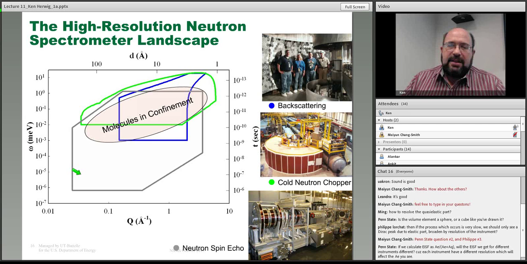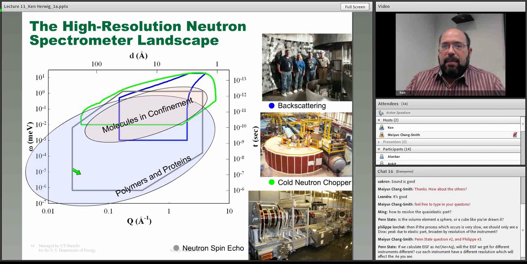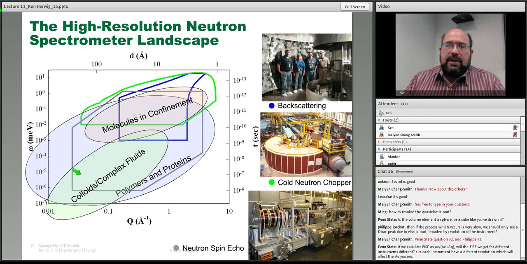Off to the right, as I click through, are pictures of those types of instruments. The types of science that map onto this phase space are molecules in confinement, like water on surfaces, or those DPP molecules I showed you, confined to the pore volume of MCM-41. Polymers and proteins cover a wide range of dynamics and length scales. Colloids and complex fluids again get weighted towards larger length scales and slower motions. And small molecule diffusion, say lithium-ion battery ions diffusing in electrolytes, again occurs over a wide range of this space.